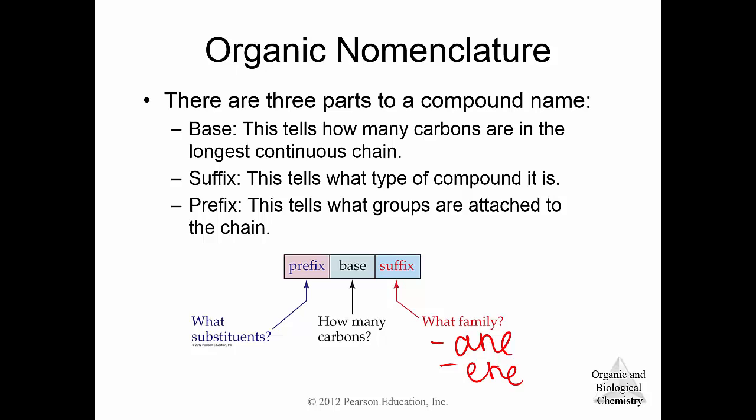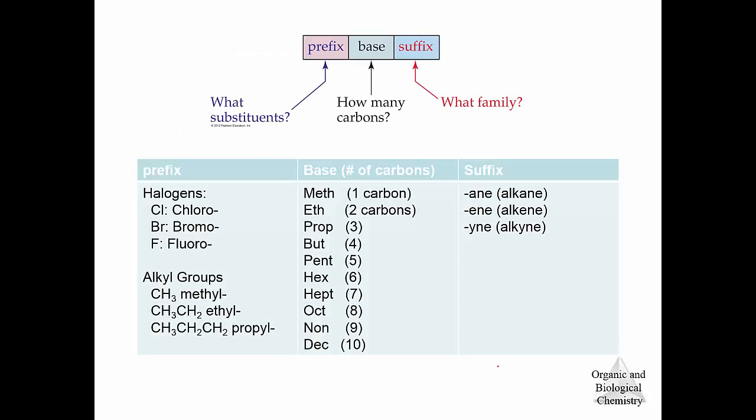Maybe it's a halogen, maybe it's some other carbons. So sometimes you'll have a prefix, not always though. So again, this is another table summarizing that. If you're just thinking about your hydrocarbons, now you've got three possible suffixes.